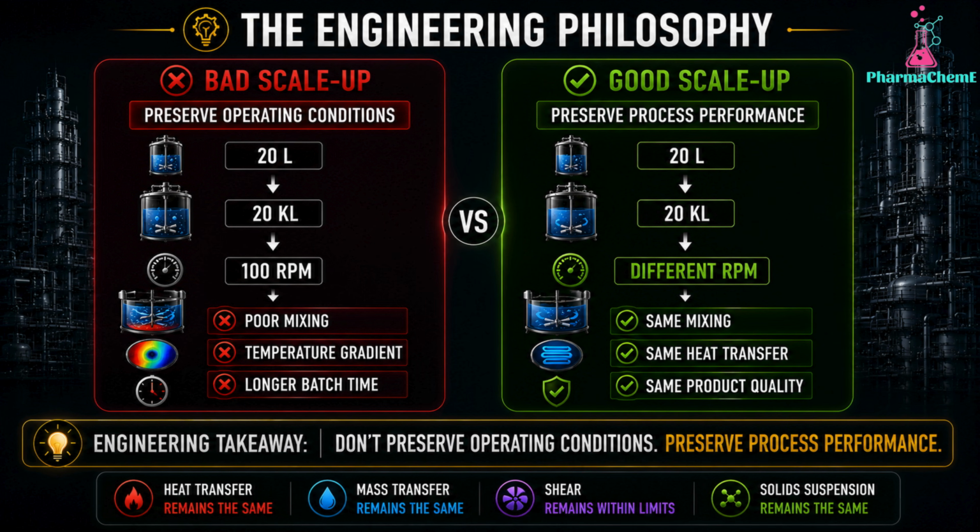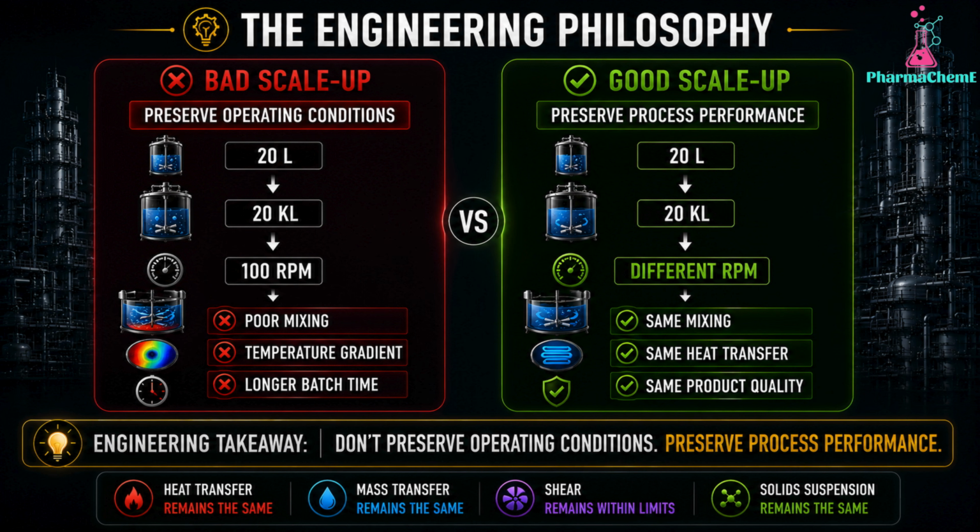Here's the biggest takeaway from today's episode. Many scale-up failures happen because engineers try to preserve the same operating conditions, the same RPM, the same settings, the same numbers. But reactors don't care about numbers. They respond to physics. Successful scale-up isn't about reproducing operating conditions. It's about reproducing process behavior.